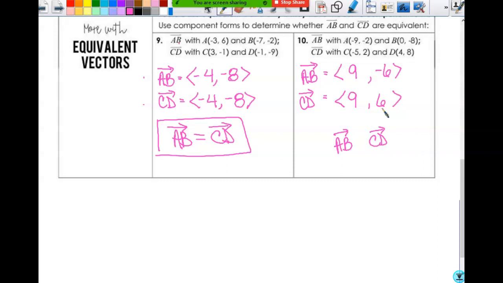Are they equivalent vectors? No, because this one has a -6, this one has a +6, so then we have to say they are not equal. There's our answer.